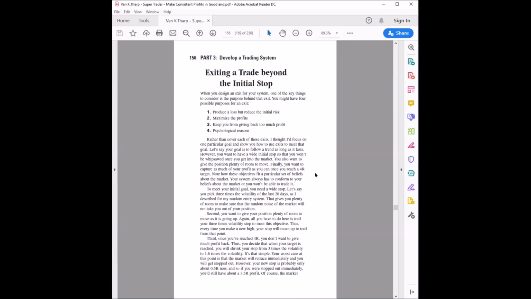So to know these goals, you would have to be asking yourself questions like, what do I want to avoid after I enter? How violent or volatile is the market right now? How can I make sure I don't give back my profit?